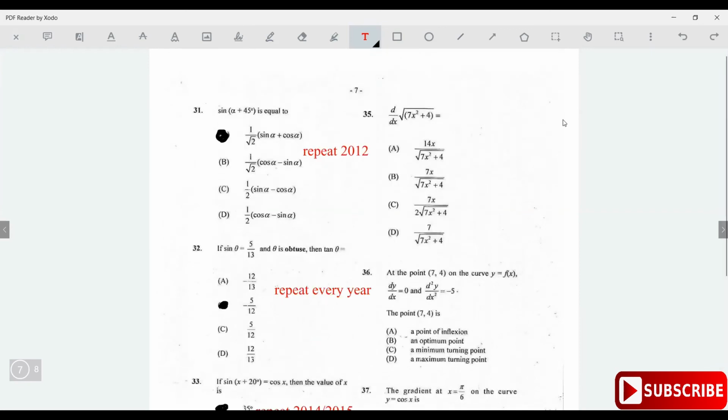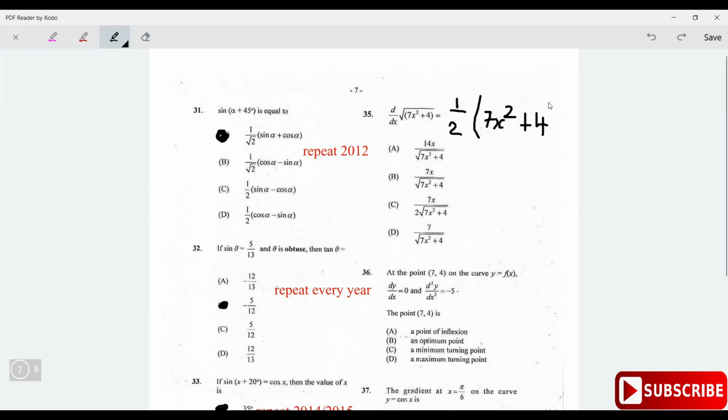This, I know this repeat, but I can't remember the answer, so let's work it out again. D by dx of this is you carry down the power of 1/2. Then you subtract 1 from the power, so you get 7x squared plus 4 raised to the minus 1/2. And then you multiply it by the derivative of 7x squared, which is 14x. And what you're going to get is 14x over 2 is 7x. So it's going to work out to be equal to 7x divided by the square root of 7x squared plus 4. Nice and easy.